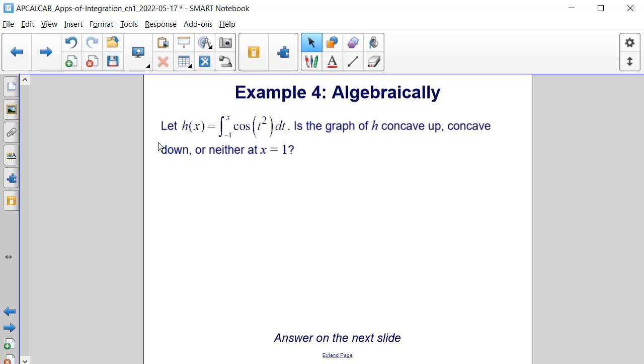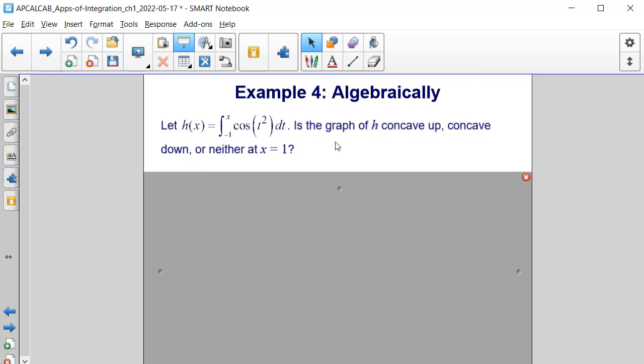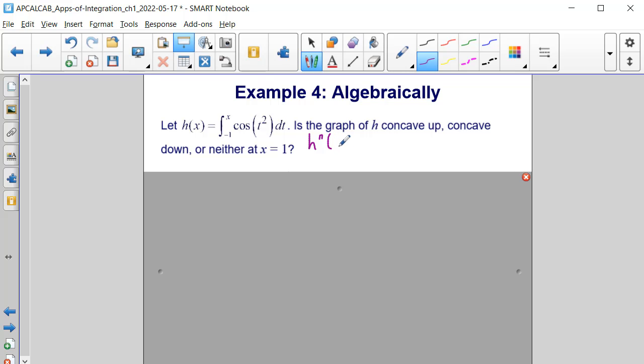Now let's try this example. We still have h of x being equal to the integral from -1 to x of cosine of t squared dt. But now we're going to answer this question. Is the graph of h concave up, concave down, or neither at x equals 1? Let's get started. To determine if h is concave up or concave down at x equals 1, we need to calculate our second derivative of h and evaluate it at 1.